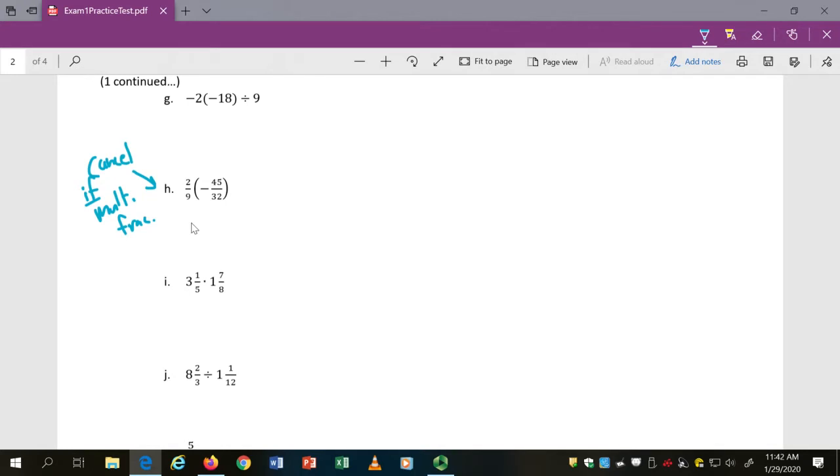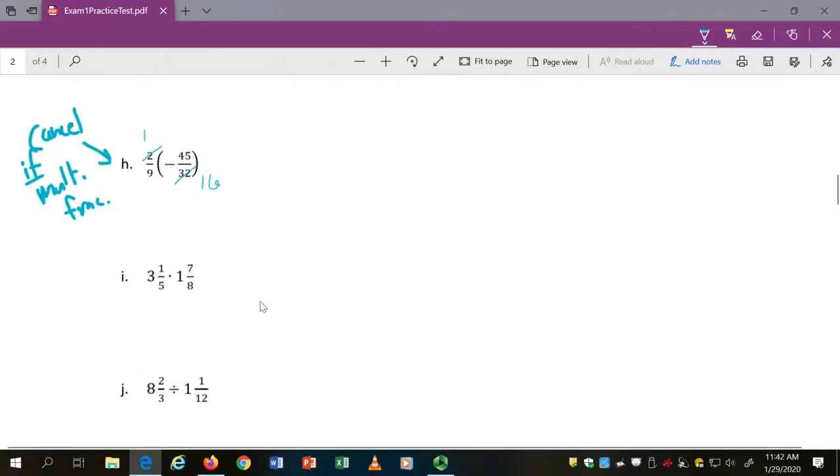So what you're looking for is numbers in the numerator and numbers in the denominator that share factors. And so here, you've got your 2 and a 32. Those are both divisible by what? 2. Yeah, so 2 divided by 2 is 1. 32 divided by 2 is 16. That's all you've got left. Can you guys see that okay?